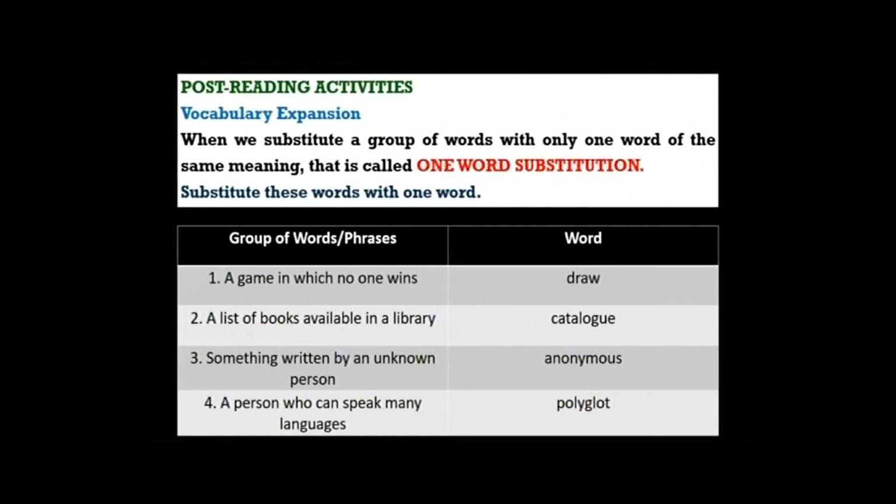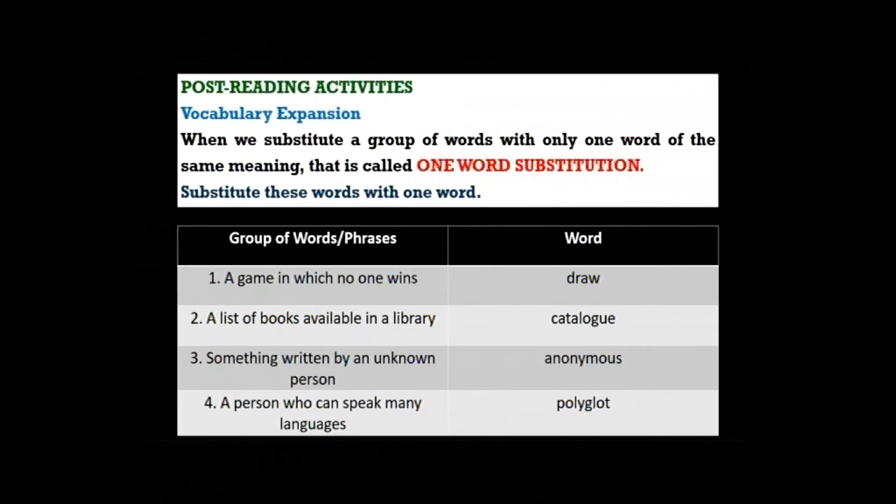Now, we will do the post-reading activities. Vocabulary expansion. When we substitute a group of words with only one word of the same meaning, that is called one word substitution. Now, let us do one exercise: substitute these words with one word. Here you must be seeing there is a group of words or phrases written on the left side and their one word substitution is written on the right side. You note it down in your copies and learn it.